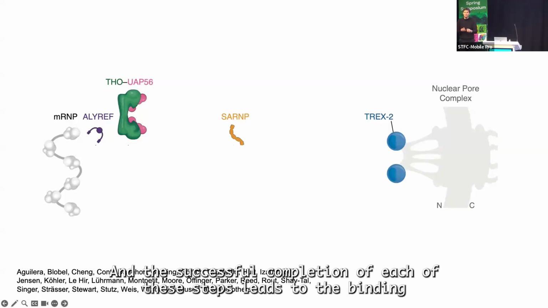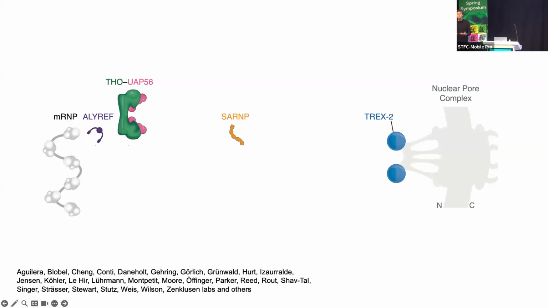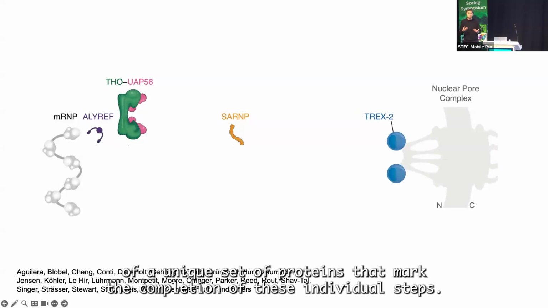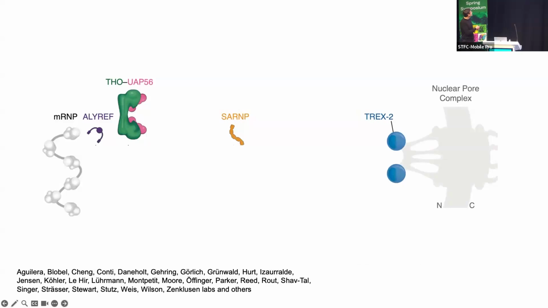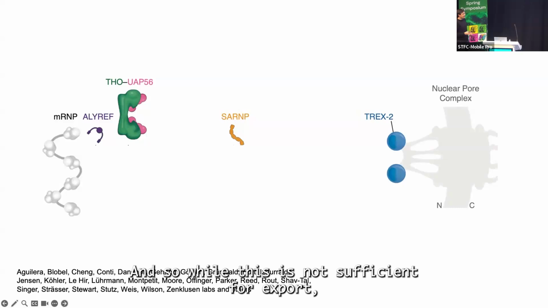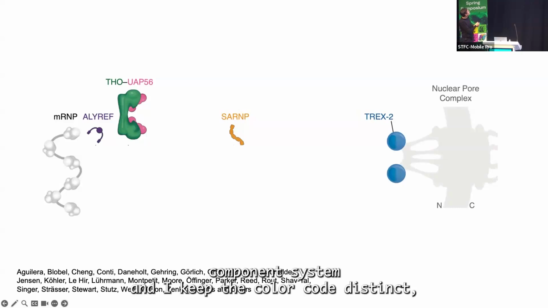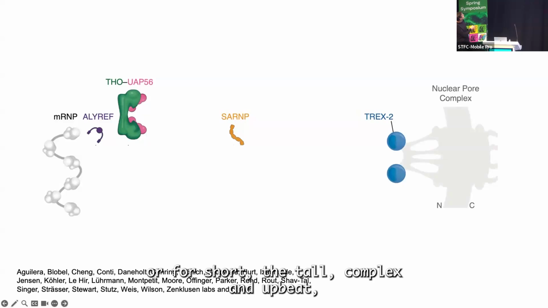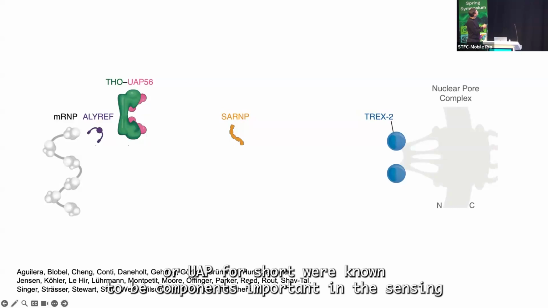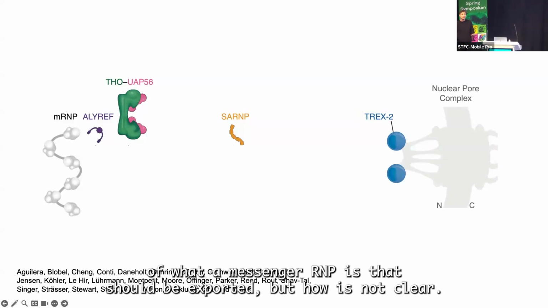The successful completion of each of these steps leads to the binding of a unique set of proteins that mark the completion of these individual steps. While this is not sufficient for export, it is presumably the substrate for the pathway. We had known from previous work that this 3-component system, and I keep the color code distinct, AliRef or Ali for short, the TOE complex, and UAP56 or UAP for short, were known to be components important in the sensing of what a messenger RNP is that should be exported, but how is not clear.